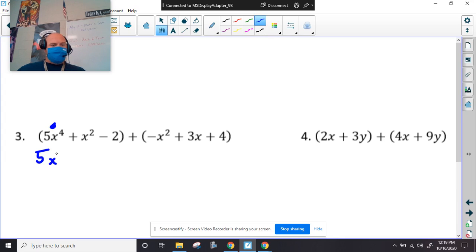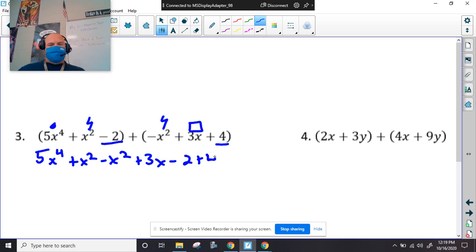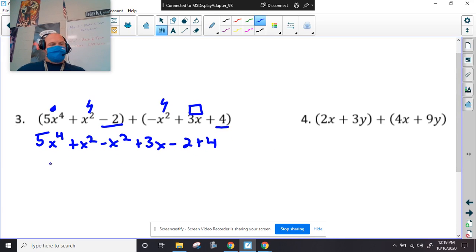So we only have one of those. That's pretty cool. No x to the thirds. Looks like we got an x squared. Got two of those. Minus x squared. Plus 3x. Minus 2. Plus 4. All right. Well, this is pretty easy right here.